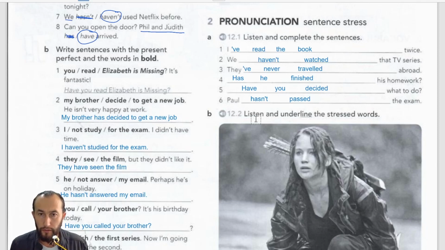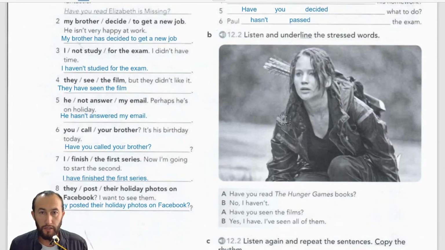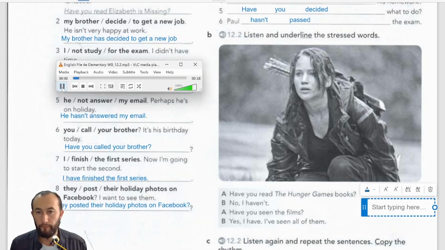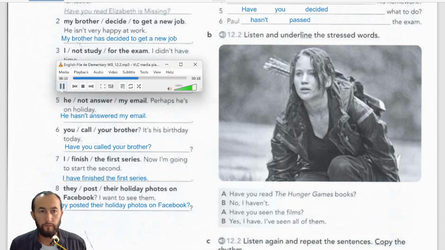Listen to 12.2 and underline the stressed words. So we're talking about this one, A, B, and A, B. So we're going to do that. So let me play 12.2. Have you read the Hunger Games books? No, I haven't. Have you seen the films? Yes, I have. I've seen all of them.